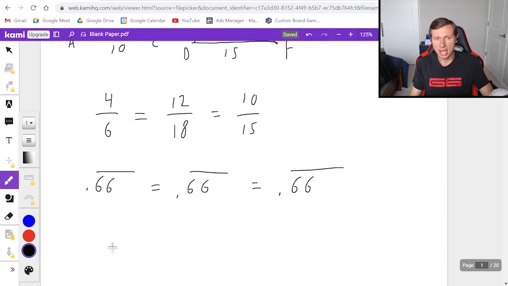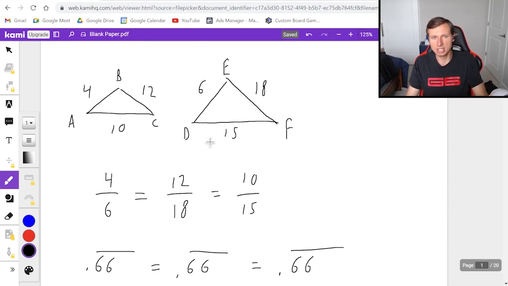And the way you'd write that is you would say triangle ABC is similar. That's the similar symbol. It's just a tilde symbol. And you would say it's similar to triangle DEF. And the order matters. You'll notice ABC matches DEF in that order.